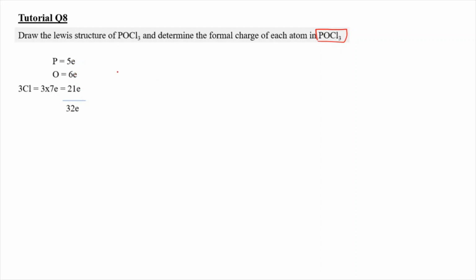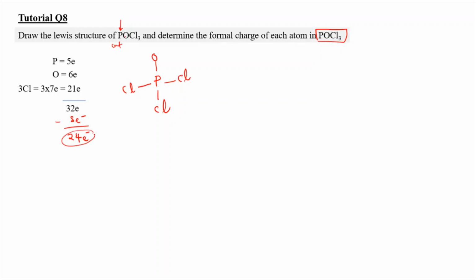The phosphorus here is going to become the central atom because it is the more electropositive atom. So phosphorus is bonded with O and 3 Cl. So 1, 2, 3, and 4. O here, and then we have Cl, Cl, and then Cl here. So we have 4 bonding pairs, which is 8 electrons. So we have 24 valence electrons left.